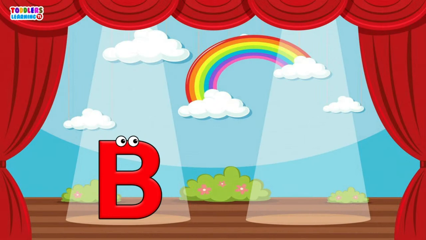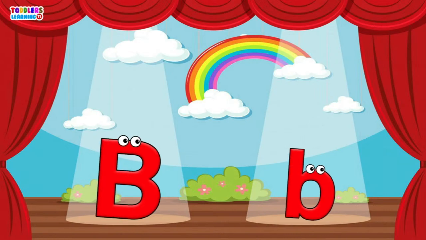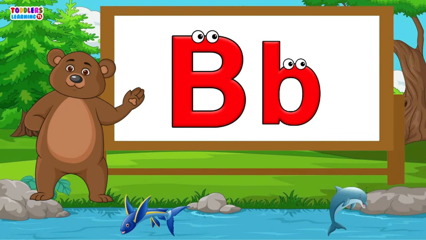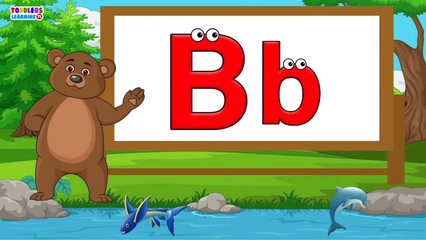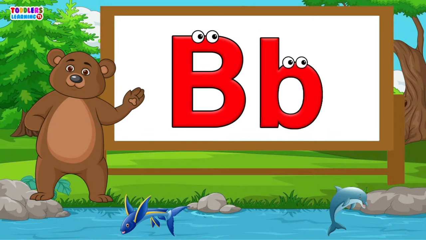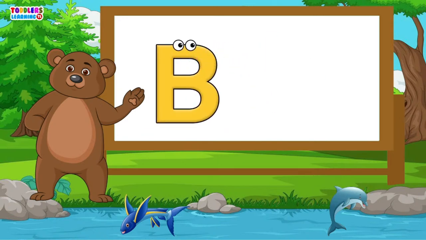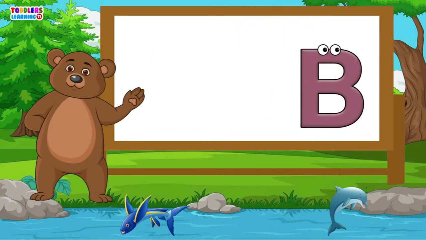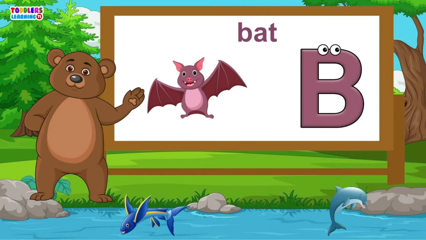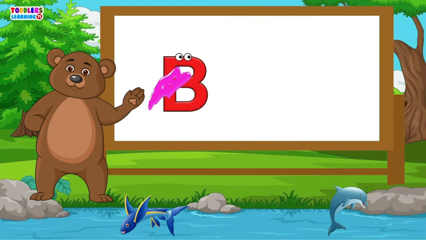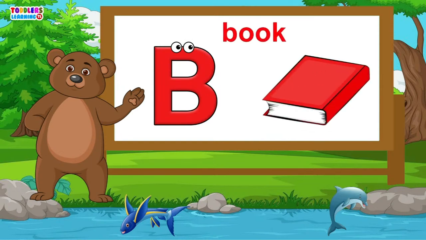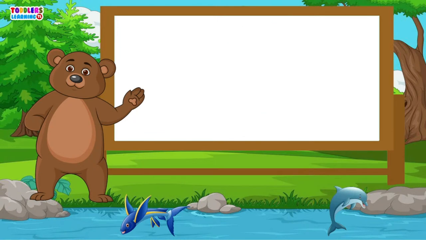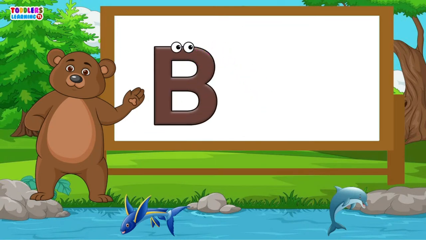This one is uppercase B. This one is lowercase B. Today we will learn different words that start with letter B. B. The sound of B is B. B for bell. B for bat. B for book. B for boots.